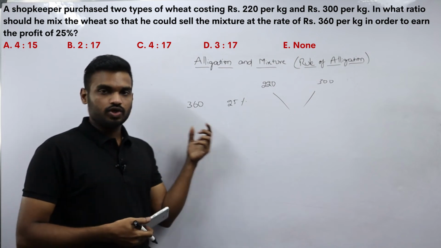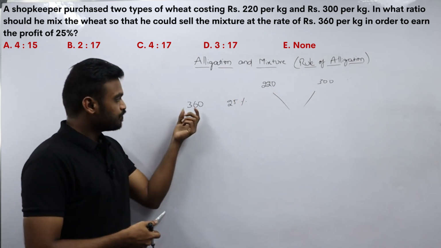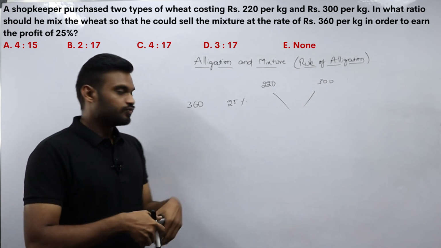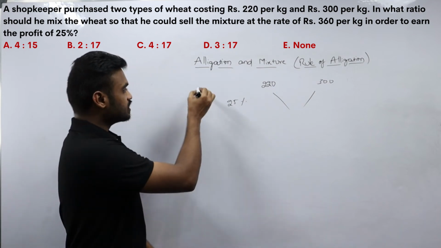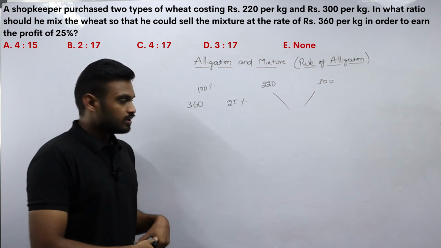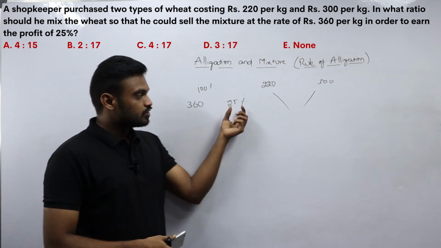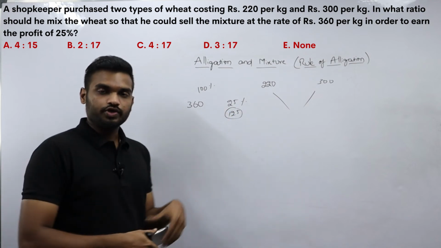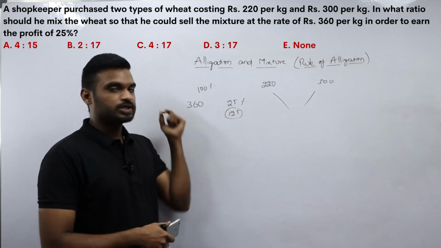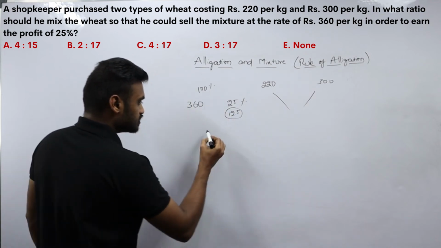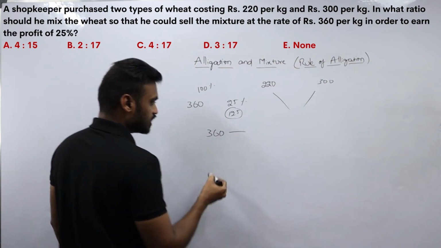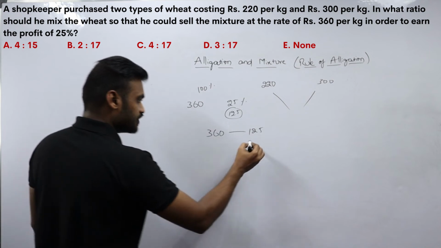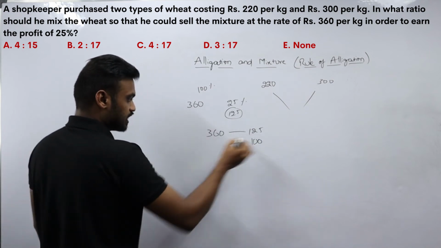I have already told you about this type of problem. See here, 360 rupees is after selling at 25% profit. So we don't know the actual mean price, that is 100% of the value. This is the price after selling at 25% profit, that is 125. Now we need to find the actual mean price, that is 100%.